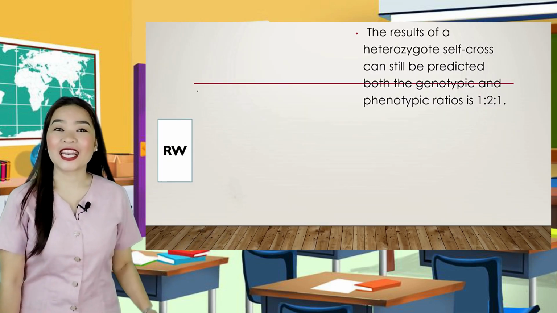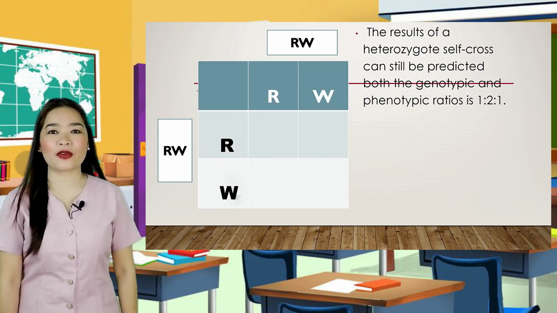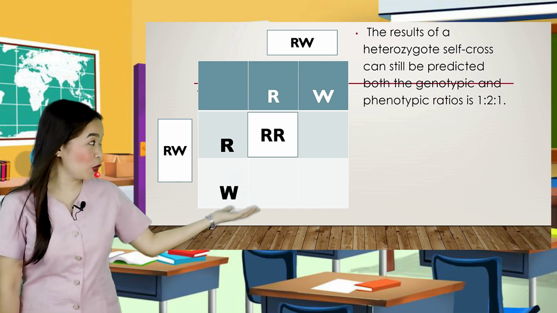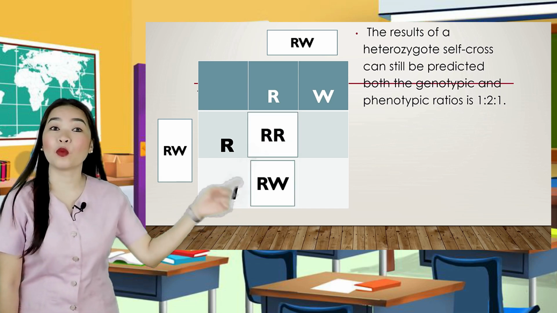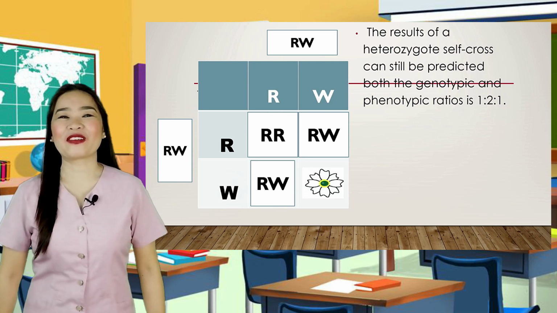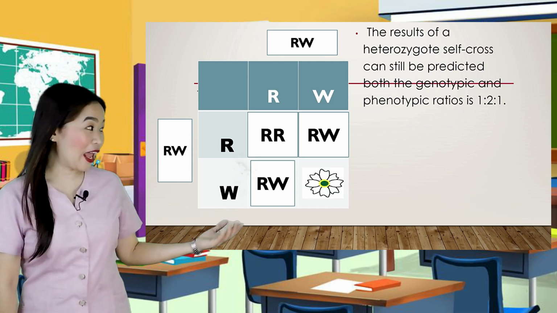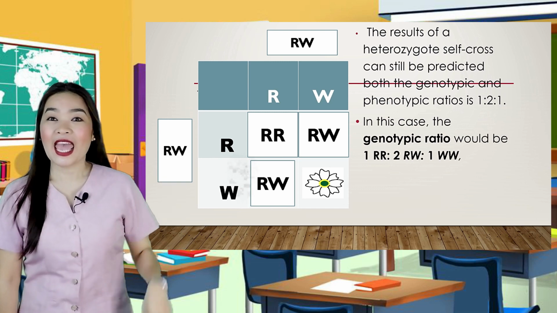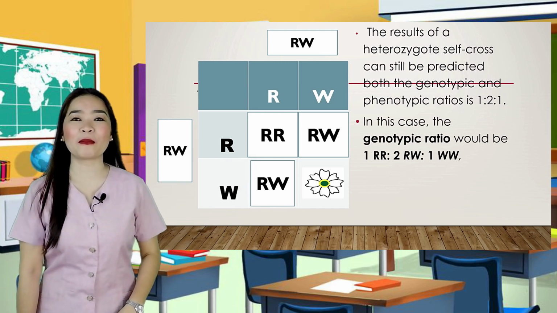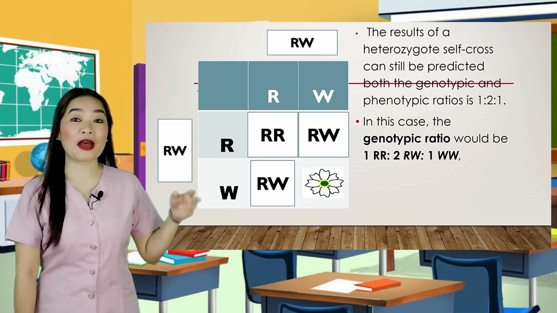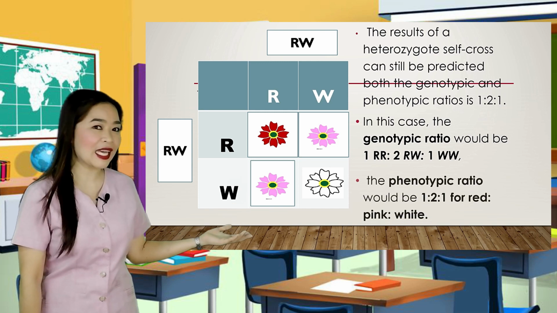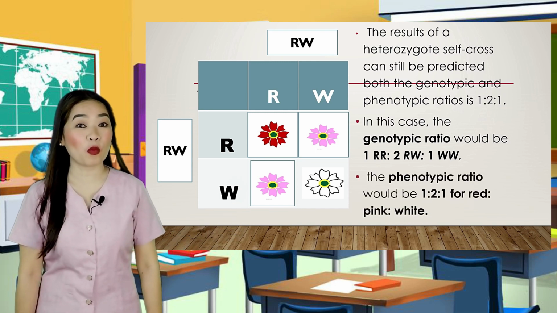1:2:1. In this case, the genotypic ratio would be 1 RR, 2 RW, and 1 WW. And the phenotypic ratio would be 1 red, 2 pink, and 1 white flower. And the percentage probability are 25% for red, 50% for pink, and 25% for white.